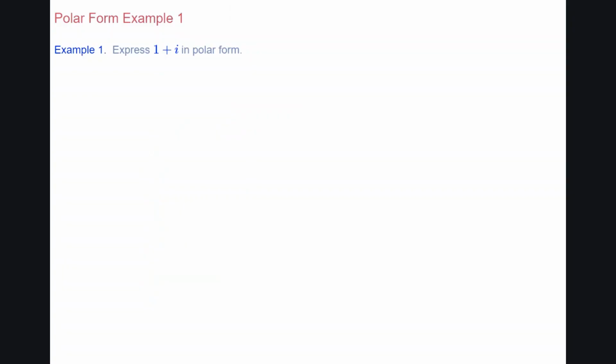Well, now that we know what the polar form is, and we know that it involves the argument and the modulus, let's do some examples where we'll change the Cartesian form into the polar form. And we'll do one example where we change the polar form back to the Cartesian form. Example 1 is to express 1 plus i in polar form. So we'll let z equal 1 plus i.